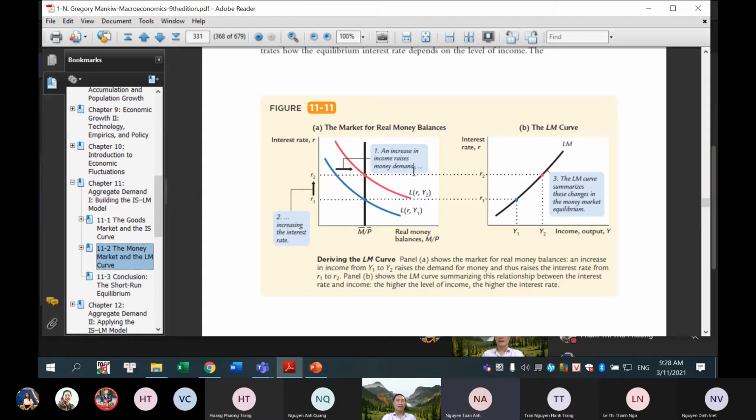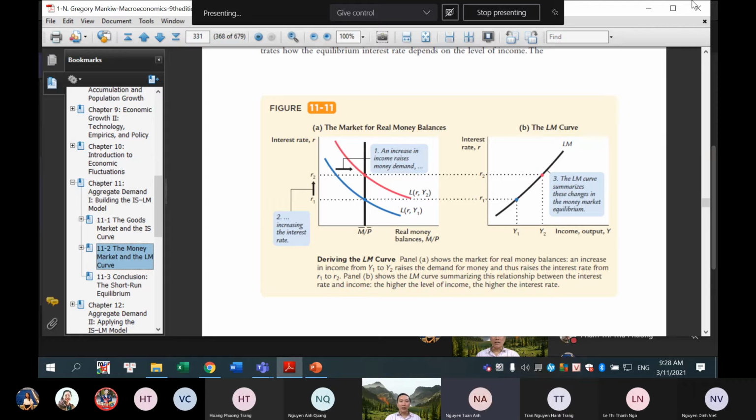And then the interest rate will become higher, given the same amount of income and output. So the LM curve will shift upward. Exactly. Okay, thank you for your good answer. So that is how the collapse of the stock market or the banking system affects the LM curve position.